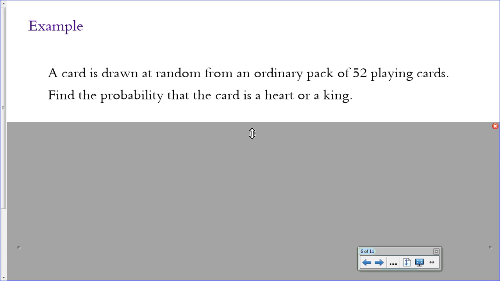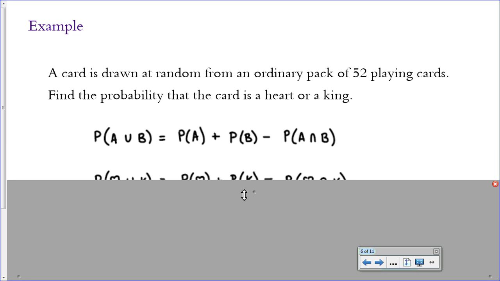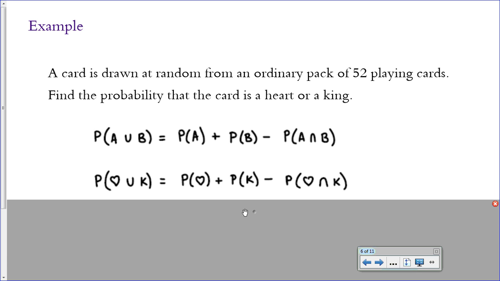And here we're asked to find the probability that the card we draw is either a heart or a king. So you can think about that as the union of hearts and kings, right? So here's our probability formula for union of 2 events. Here it is translated into deck of cards symbols. So the heart or king, that's how you can read this union symbol, right? Like the word or.